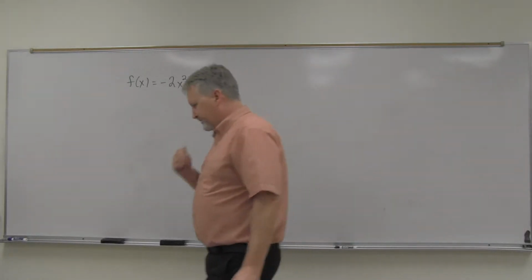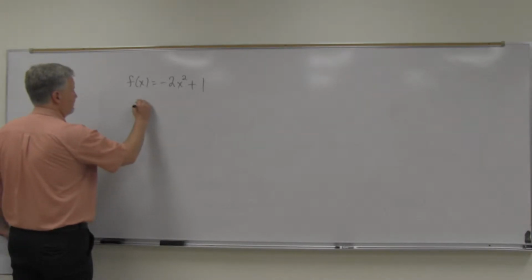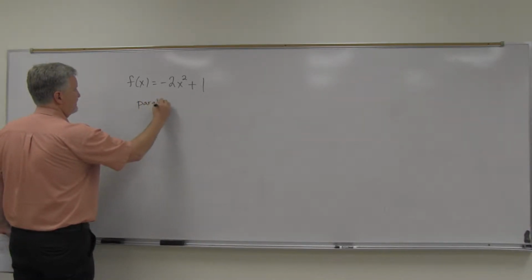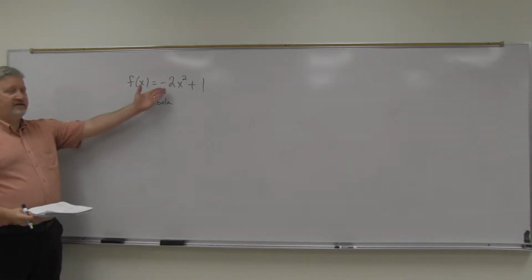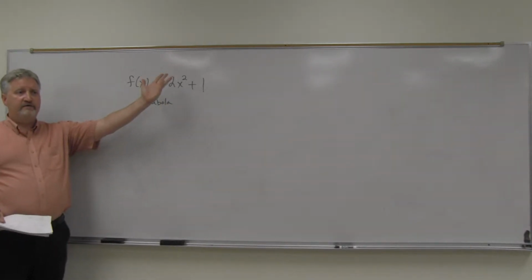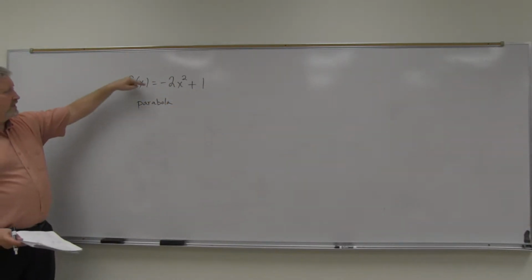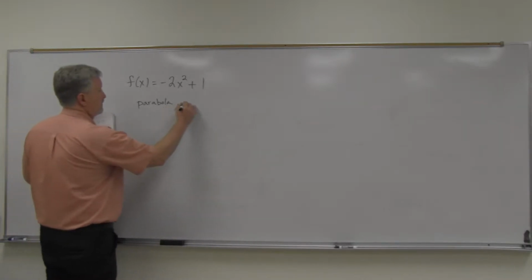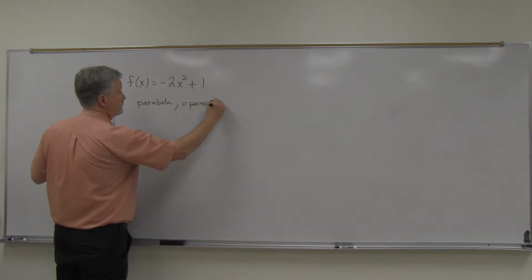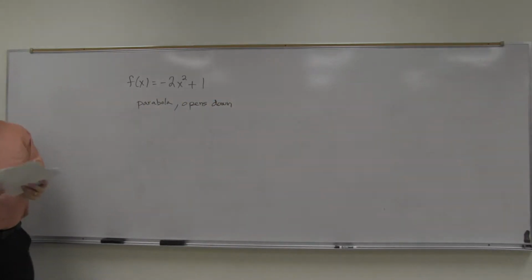All right, so f of x equals negative 2x squared plus 1. Right away, we can tell this is a parabola. I've added an extra term there, but that's not going to change the fact that it's a parabola, is it? Because it's x squared. The 1 doesn't change anything about that. And what about opens up or down? It'd be opening down, because again, the number in front of the x squared is negative, so it opens down.